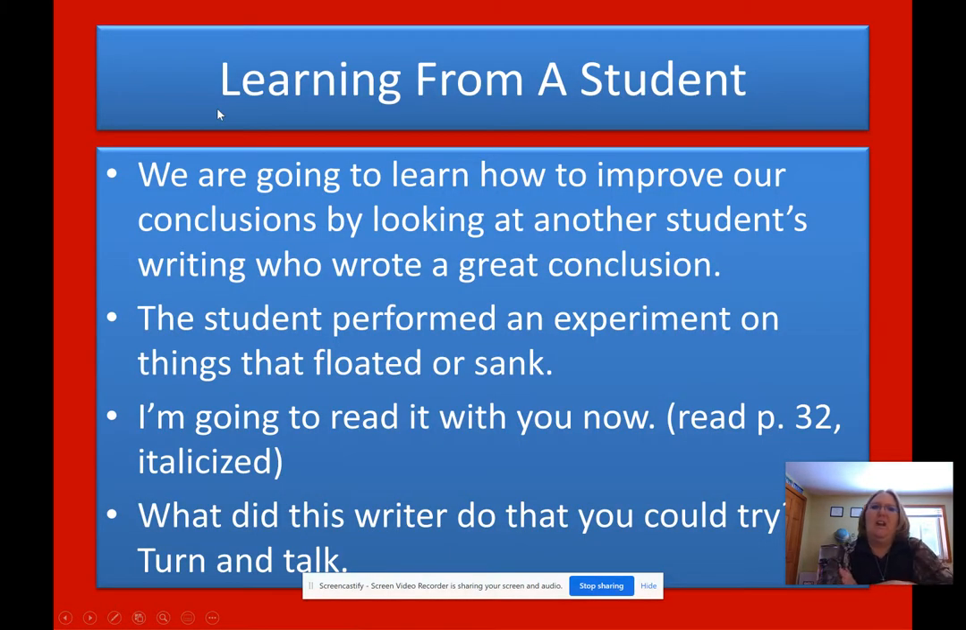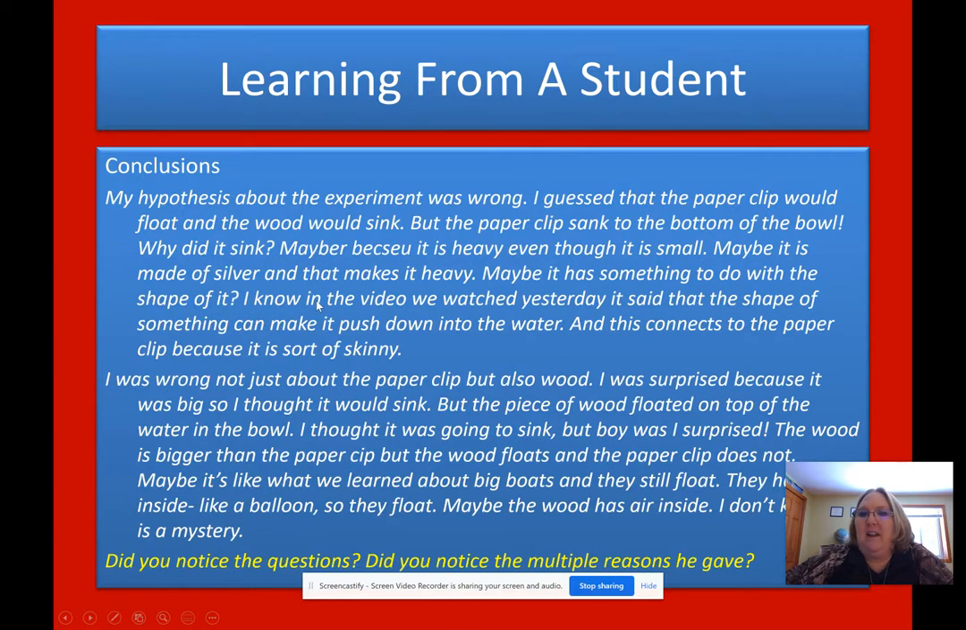So we're going to learn how to improve our conclusions by looking at another student's writing who wrote a great conclusion. This student performed an experiment on things that floated or sank. So this was their experiment that they tried on their own with a lab report, okay? So I am going to read it to you, and I want you to think about, what did this writer do that you could try, okay? So here's their letter. Conclusions.